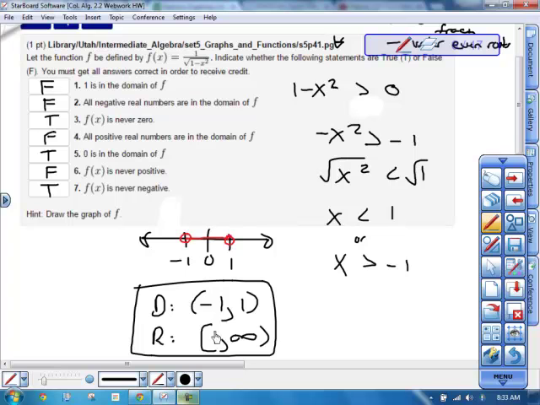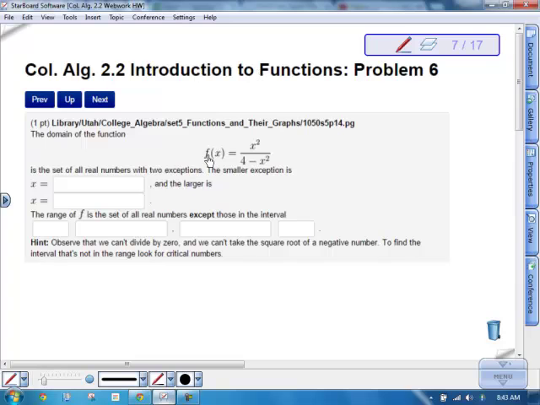And we will do problems like this. I know it's a tough one, but it's good practice. All right, so the next problem is problem 6. It gives us this rational function right here.